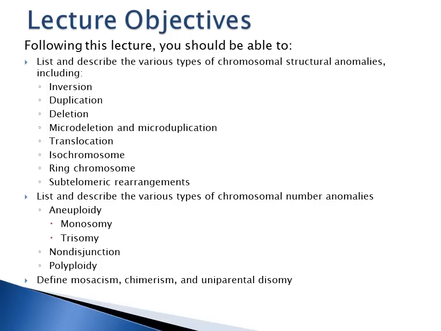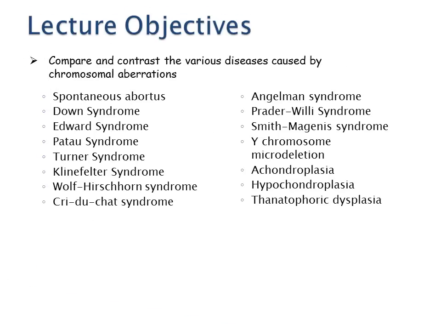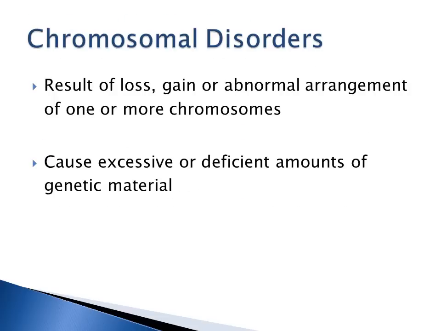You should also be able to define mosaicism, chimerism, and uniparental disomy, and compare and contrast the various diseases caused by chromosomal aberrations. So remember that we have chromosomal disorders, and these disorders are usually the result of either a loss, a gain, or an abnormal arrangement of one or more chromosomes. And these chromosomal disorders can cause excessive or deficient amounts of genetic material.